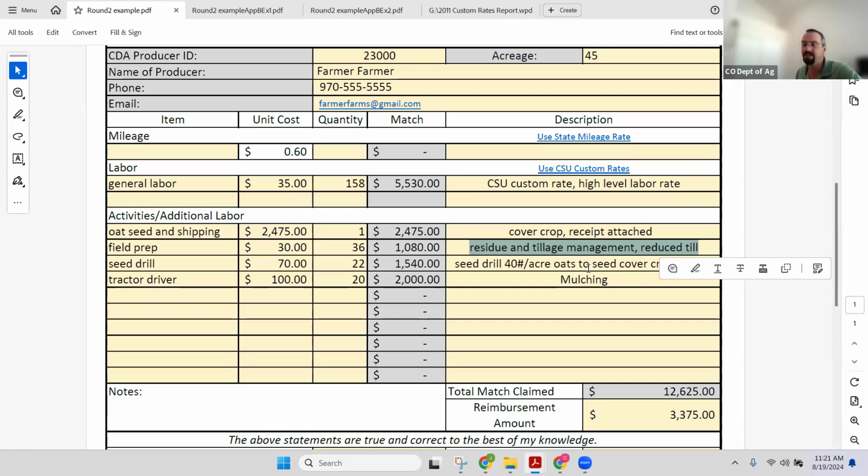If you remember each district, we sent you a little table with the producer ID number and the practices they're enrolled in. This producer was also enrolled in mulching, and that's what this tractor driving was used for.